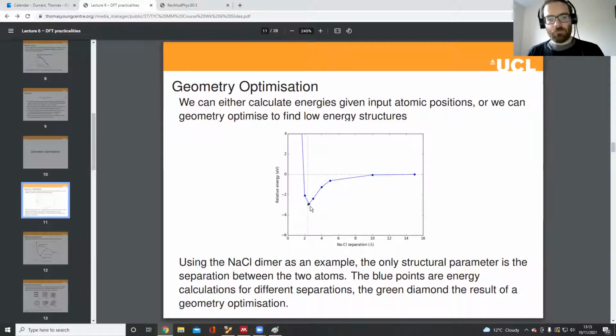So this green diamond here is just where you end up if you run a geometry optimization on this situation. It will try and calculate the forces on these two atoms and find the positions of these atoms that minimize the forces. So you can see that geometry optimization, given an input structure, will take us to the equilibrium separation here that these two atoms want to have.